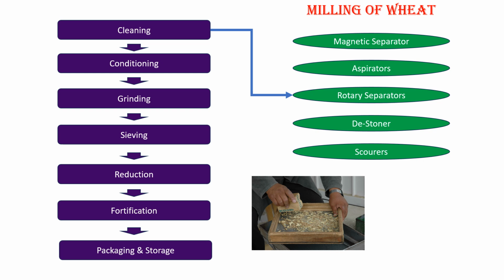The next step is fortification. It is optional, whether it is required or not. Not every mill requires fortification; it depends upon your choice. Some mills add nutrients like iron, folic acid, and vitamin B complexes to enrich the flour. This is mandatory in some countries for public health benefits. Packaging and storage is the final step. The final flour is packed into bulk bags or small retail packets. Proper storage conditions prevent infestation and moisture absorption.